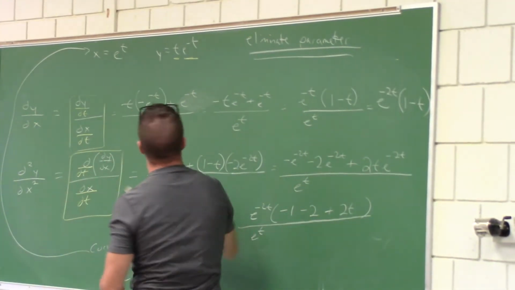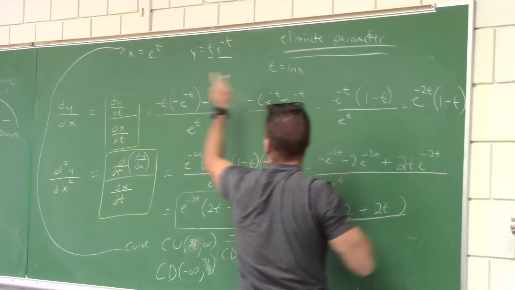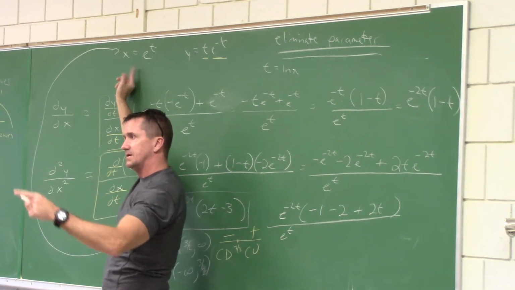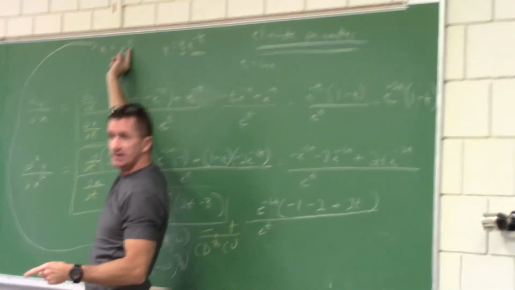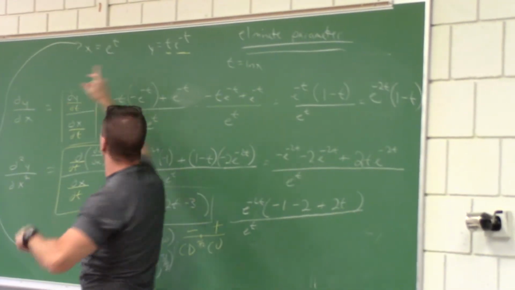Natural log of x. Okay, so I'm going to write that down. t equals the natural log of x if x equals e to t. Take the natural log of both sides, right? Natural log of x would equal natural log of e to t. t equals natural log of x. Is everyone okay with that? Where could I substitute that?